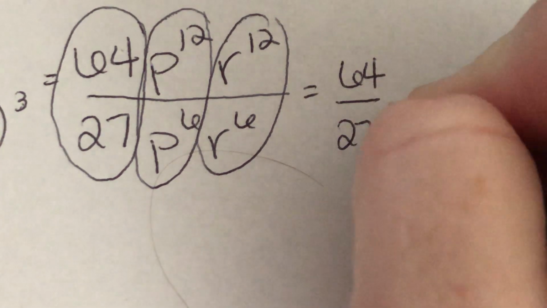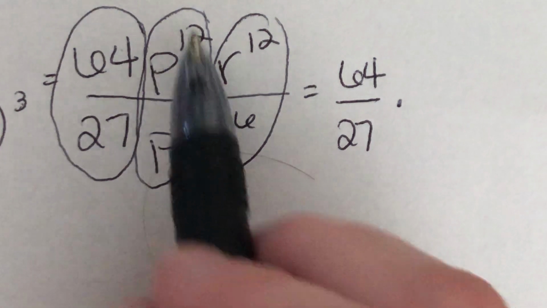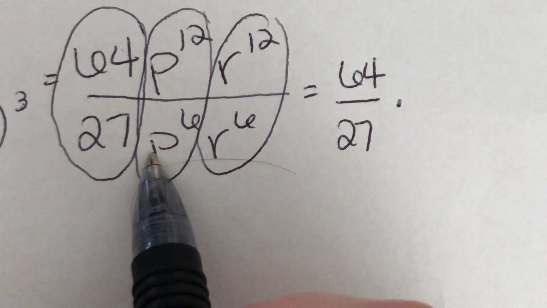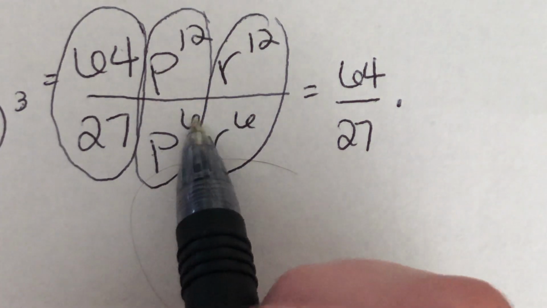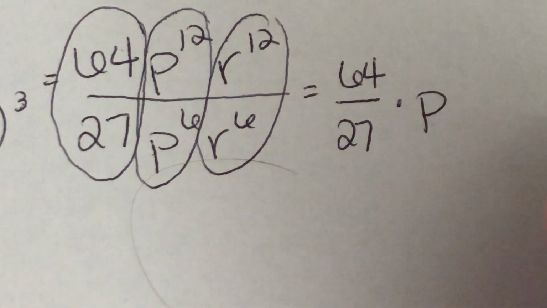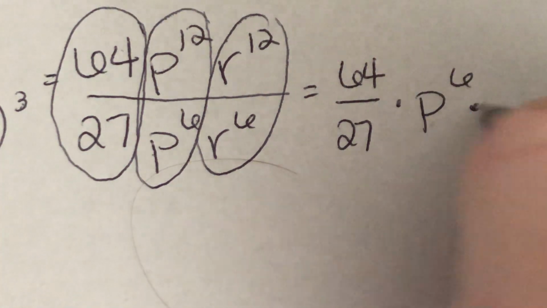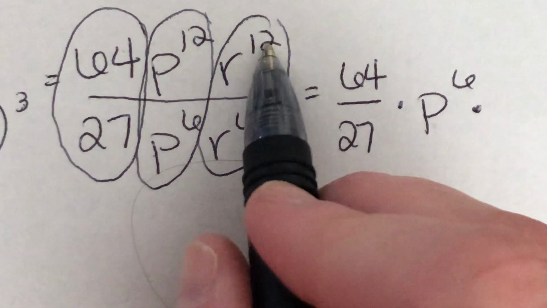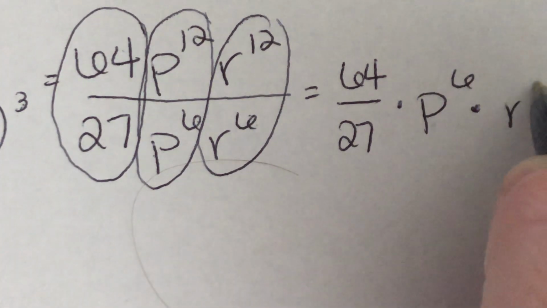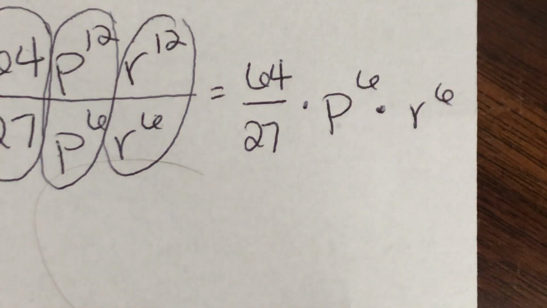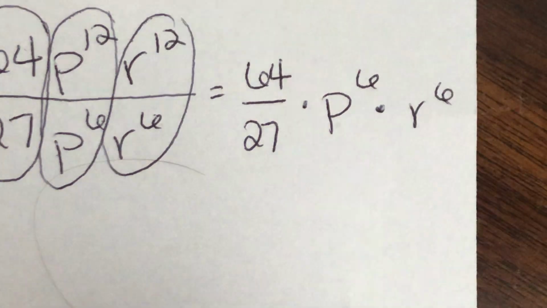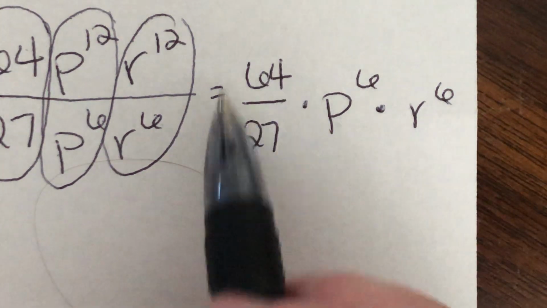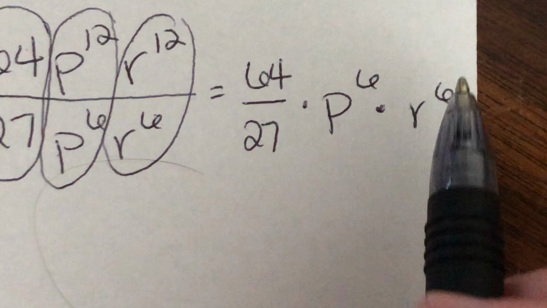64 over 27 times p to the 12th divided by p to the 6th. 12 minus 6 is 6. And then with r, 12 minus 6 is 6. So p to the 6th, r to the 6th, right? So we've got this fraction times p to the 6, r to the 6.